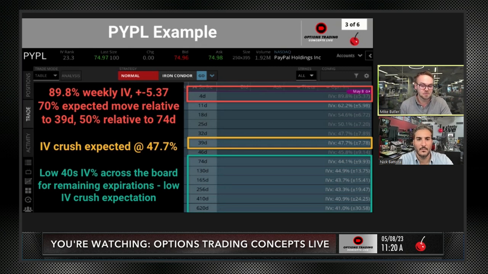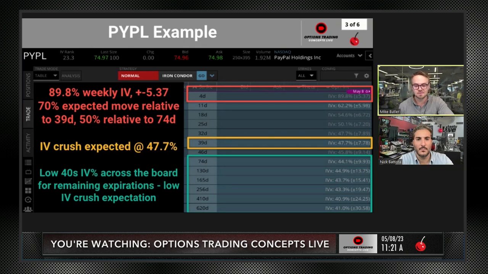Because 5% would bring it down to 42.7. And that's kind of in line with these others, assuming these others don't crush, which they probably will too. So I would say if we were looking at the strategy, I would bake in at least a 5% contraction in the 39-day, just to be on the safer side. And I would argue that these will probably go to low 40s, maybe even high 30s, depending on what happens. But this is kind of how we look at this.